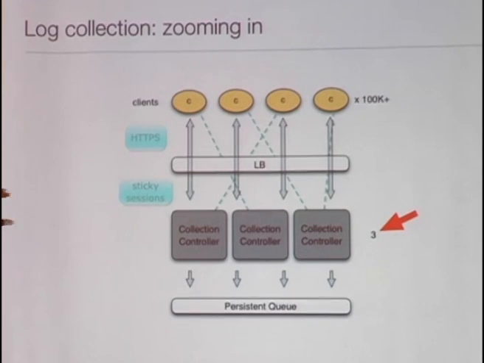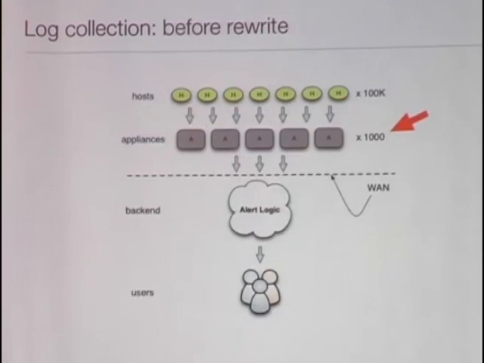And this layer of collector nodes provides basically a horizontal scalability level, so we can add any number of them as we grow. They don't talk to each other. They are bottlenecked only on some of the external services and on the persistent queue, and also on CPU and memory if it fills up.